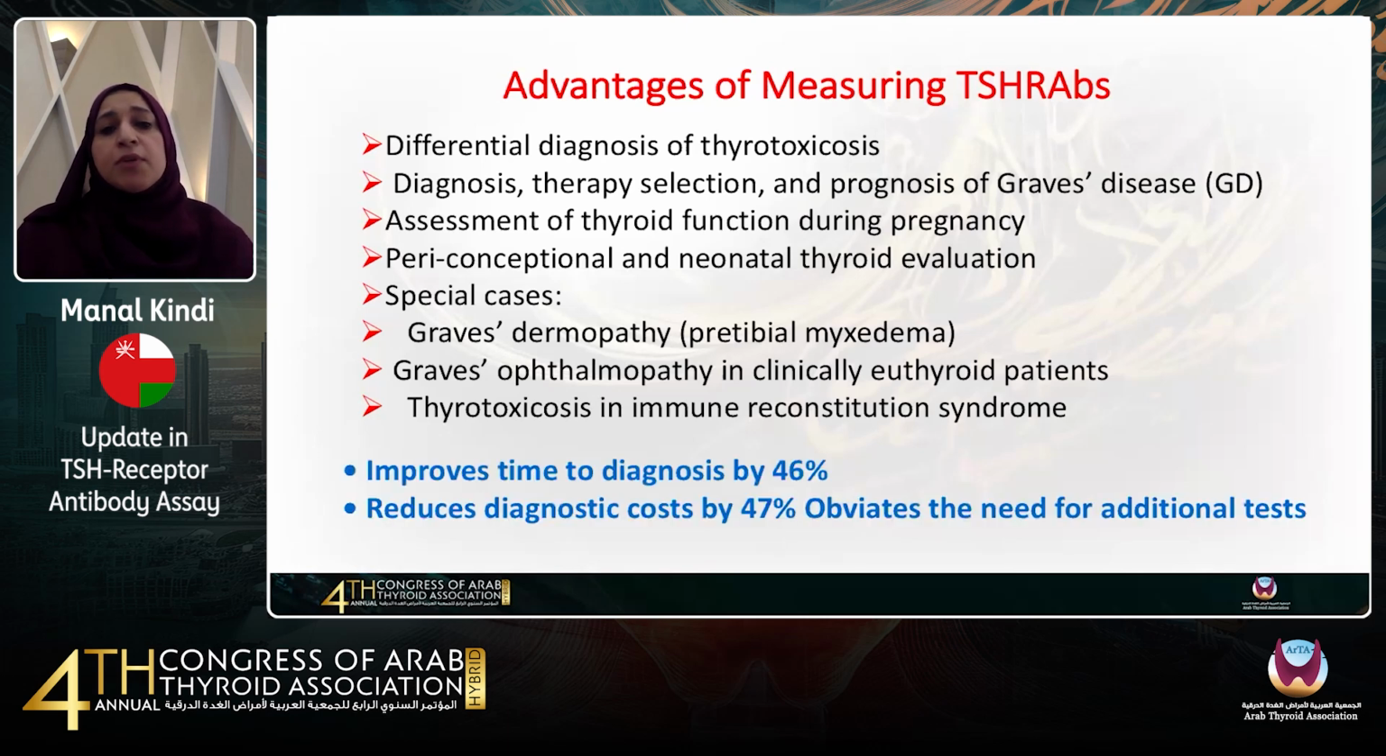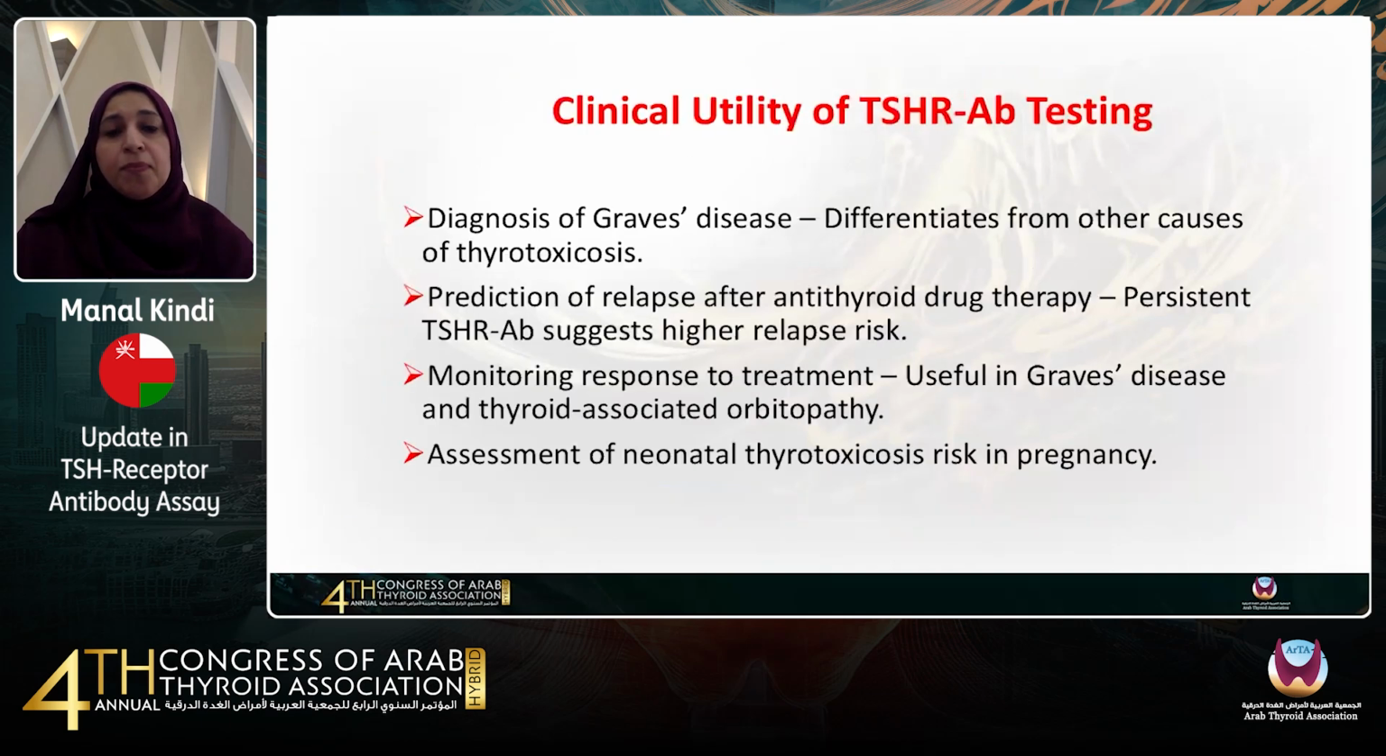Using TSH receptor antibodies can improve the time to diagnosis by nearly 46% and reduce the diagnostic cost by nearly 47%. So sometimes it may eliminate the need for additional testing. We tend to use the TSH receptor antibodies in the diagnosis of Graves' disease, in the prediction of relapse after antithyroid drug therapy, especially if the TSH receptor antibodies persist, which suggests a higher risk of relapse. We also use them to monitor response to treatment, and in the assessment of neonatal thyrotoxicosis risk in pregnancy.